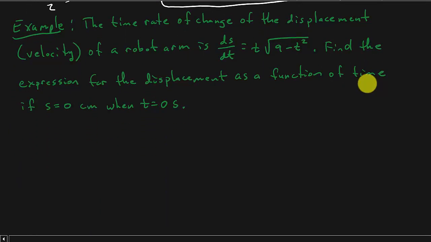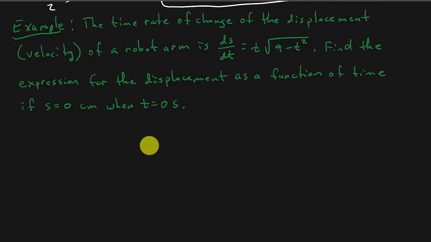All right, so let's look at this one. It says the time rate of change of the displacement velocity. Remember, that's the derivative, a rate of change, of a robot arm is ds/dt equal to t times the square root of 9 minus t squared. Find the expression for the displacement as a function of time if s equals 0 centimeters when t equals 0 seconds.